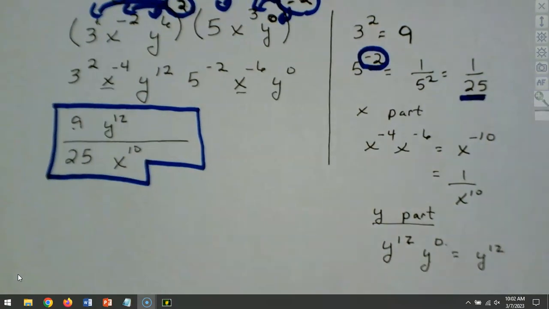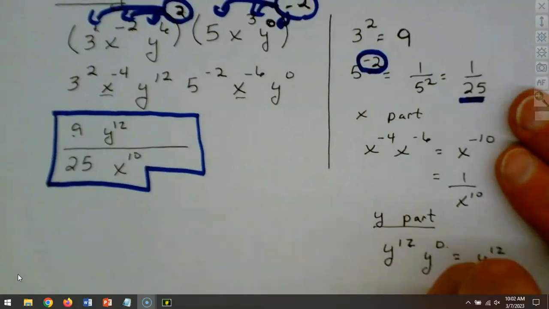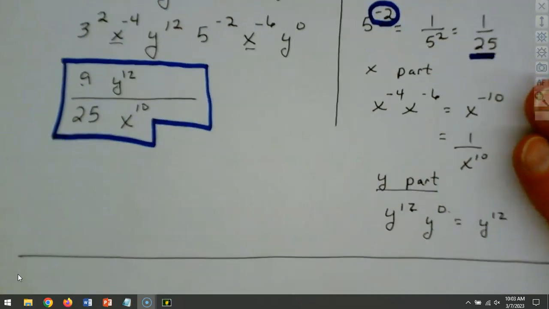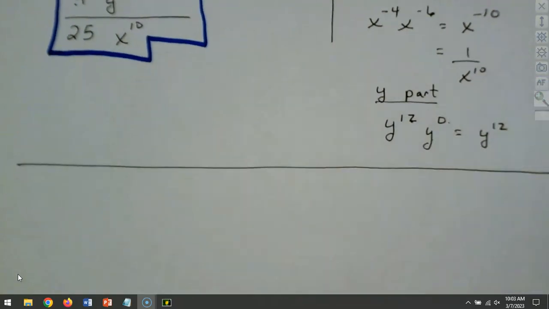They do take a little bit of practice to get to the point to where you can simplify them. But again, it's using all those rules. Product, quotient, power rule, negative exponent, zero exponent, they all go together. Let's try a couple more.